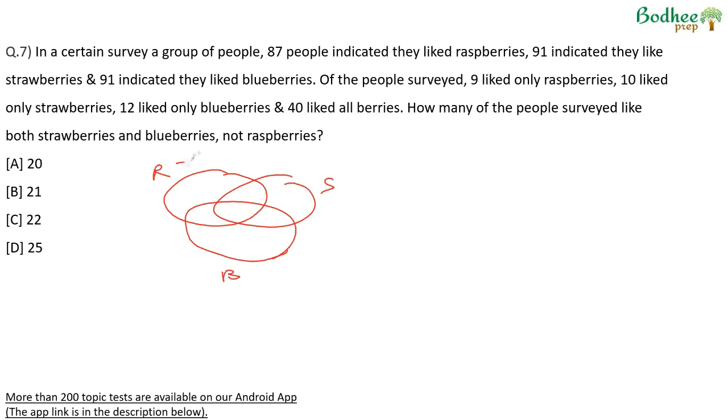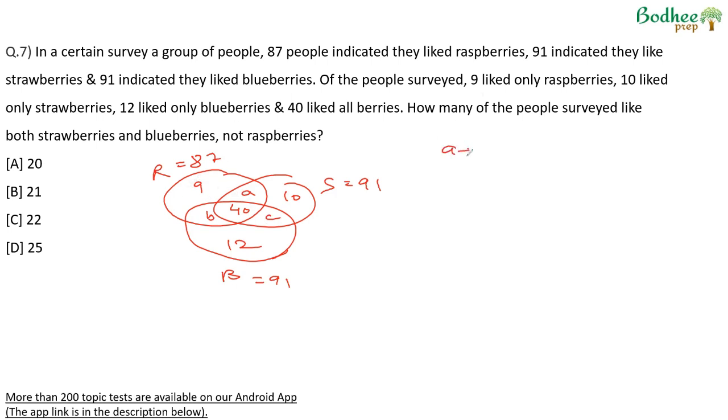For raspberries, total is 87. Strawberries, total is 91. Blueberries, total is also 91. 9 people liked only raspberries, so 9 comes here. 10 liked only strawberries, 10 comes here. 12 liked only blueberries, 12 comes here. 40 liked all of them. So this is A, this is B, this is C.